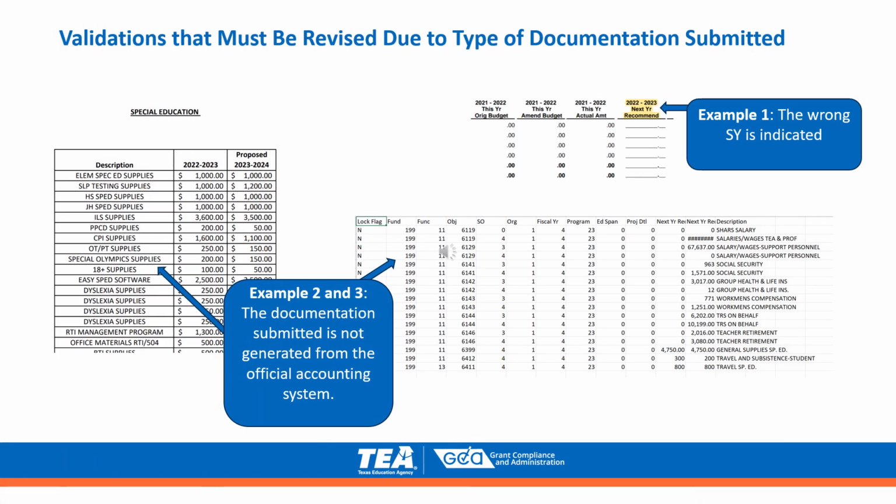These are two examples of situations where the LEAs had to resubmit the documentation. The two that you see, examples 2 and 3, are not from the official accounting system. So the LEA had to resubmit their documentation, and it is required to come from the official accounting system. In addition, you'll see in example 1, the wrong school year is indicated for this particular submission. So you'll want to make sure that's the correct school year when you submit your documentation from your official accounting system.